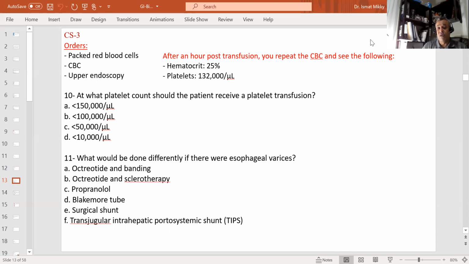So the treatment would be octreotide, which is the Sandostatin medication. It has many indications, many reasons for its use, in addition to the banding procedure. Octreotide will decrease the acute varices bleeding. The banding will stop the bleeding from these blood vessels in the esophagus.